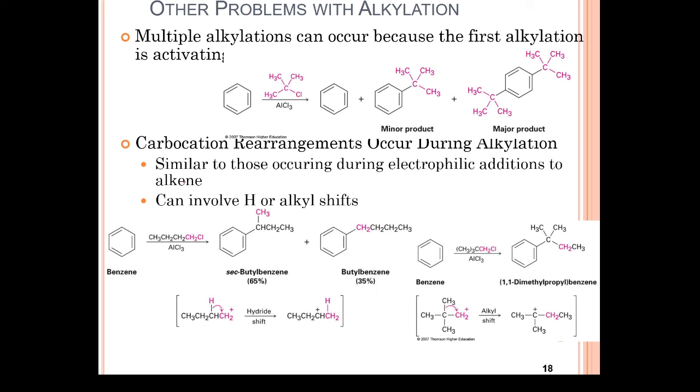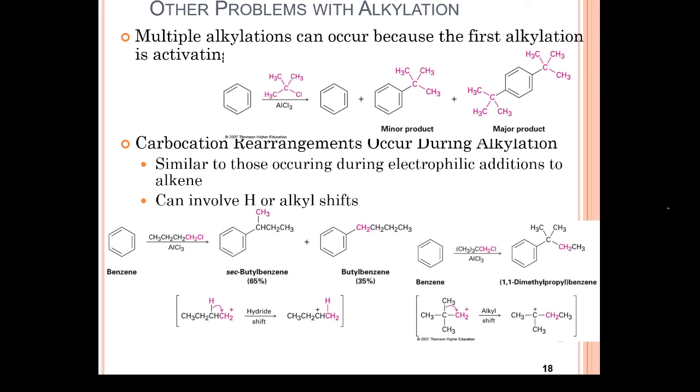Hey, I'm looking to add this chain here to the ring. So I add it. But the problem is I add another one, and another one, and another one, and another one. The other thing that's a problem is I can have hydrogen or alkyl shifts through the process and definitely not get the product that I want. So although alkylation is a good possibility of essentially increasing your carbon chain, it has a lot of pitfalls.